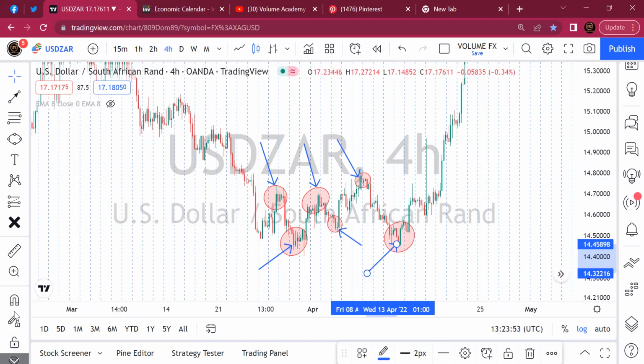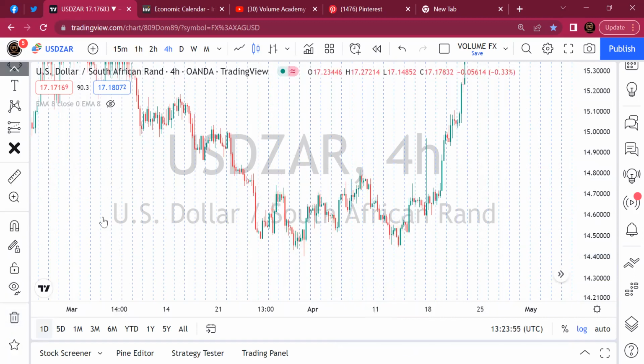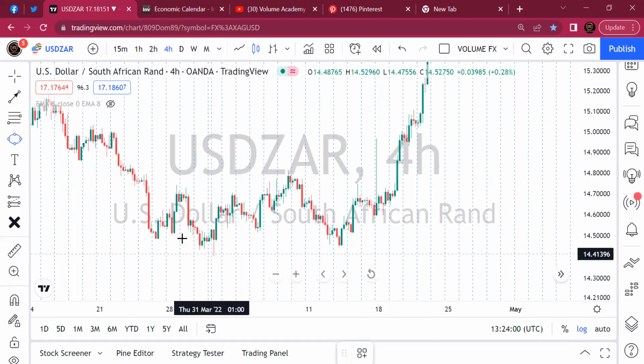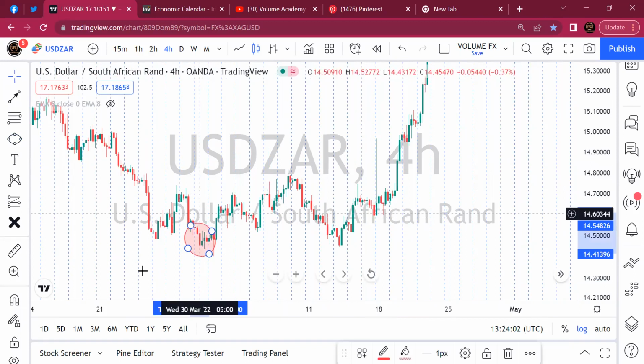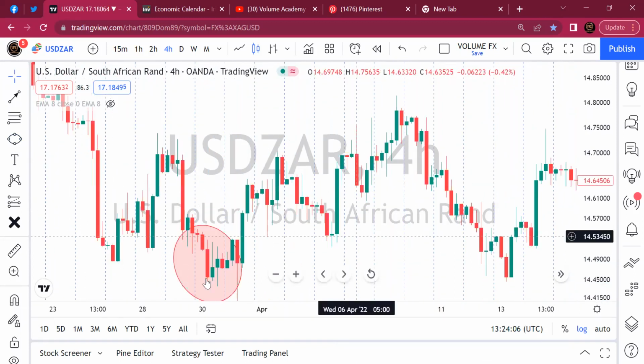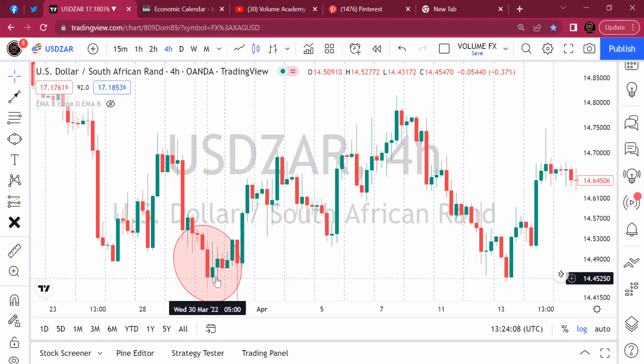But for now, we are going to be identifying a what? We're going to be identifying a bullish Harami. This is a bullish Harami right there. It is comprised of, let me zoom it in so that at least you can see, it is comprised of 2 candles.